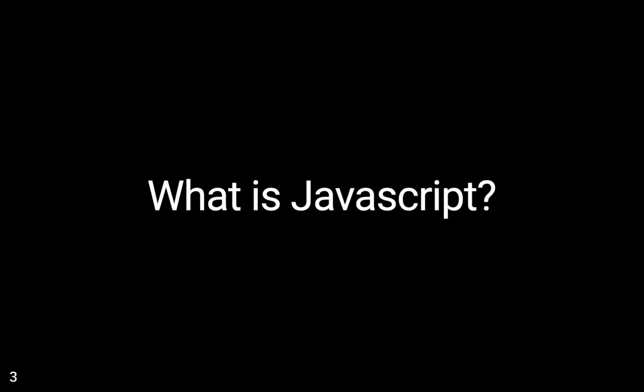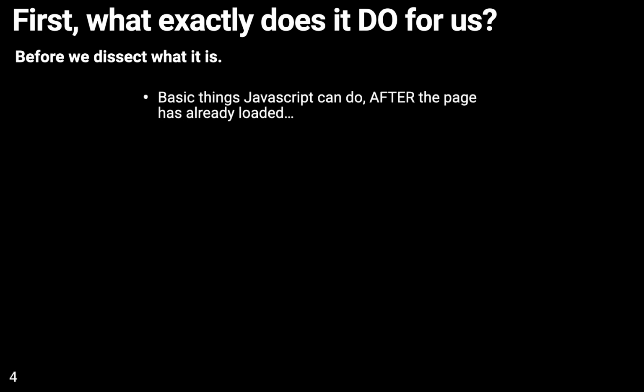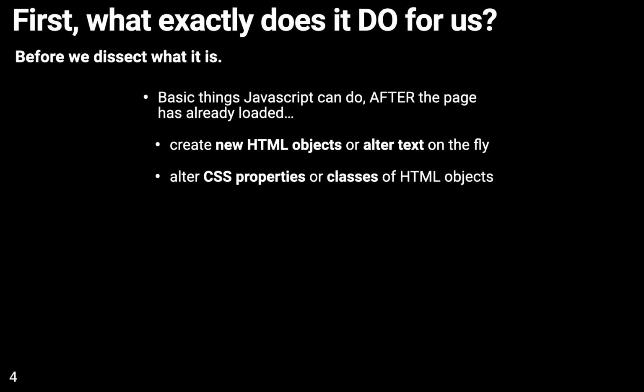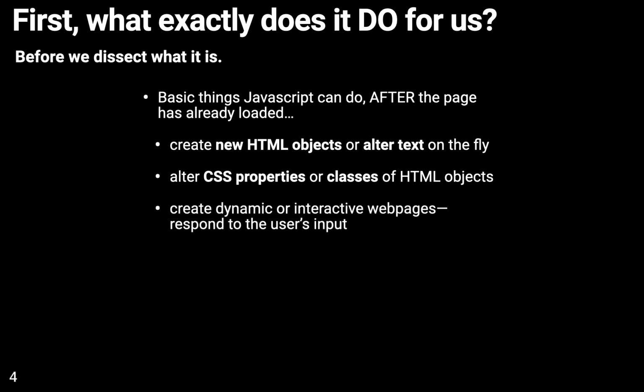What is JavaScript? And why should we be spending all this effort to learn it? Very first, I want to ground this really quick, right, before we dive into dissecting it. What is this thing for? What does JavaScript do for us in a general sense? So after your web page loads, JavaScript can do things like create new HTML objects or alter text. It can change CSS properties or classes of HTML objects. And essentially, it's used to create dynamic or interactive web pages, things that respond to the user's input rather than just being a static page, right?